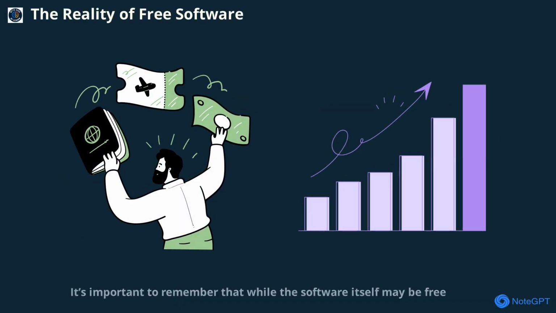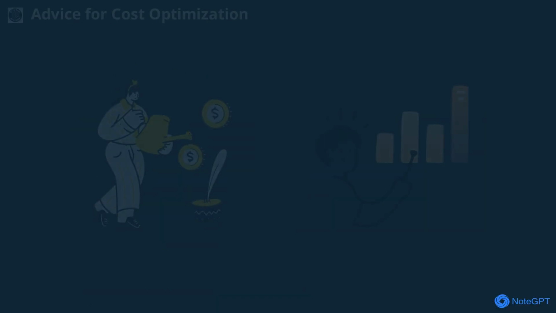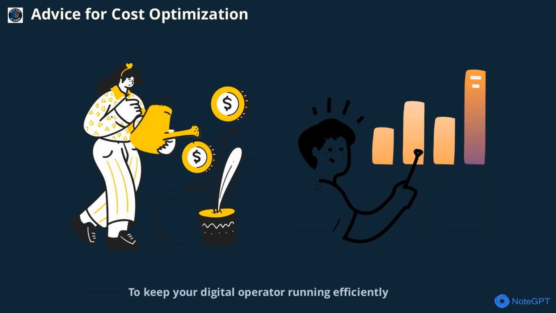It's important to remember that while the software itself may be free, the underlying infrastructure, especially API tokens, can incur significant costs. By strategically allocating tasks between high-cost and low-cost models, you can enjoy the benefits of advanced AI without overspending. To keep your digital operator running efficiently, regularly review your usage and disconnect any unnecessary integrations. This not only saves money but also reduces the risk of security vulnerabilities from unused channels. Stay vigilant and proactive in managing your AI's resources.